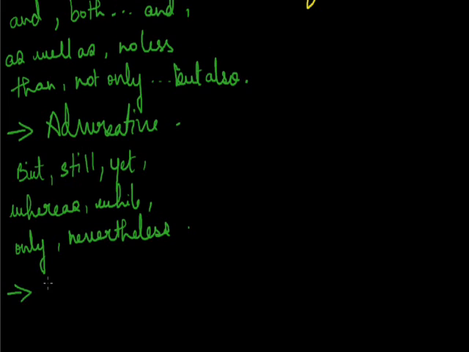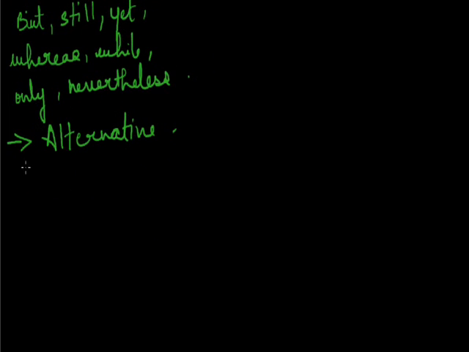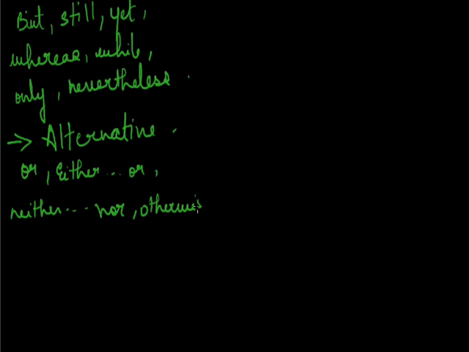Now, the third type of coordinating conjunction is alternative. Alternative conjunctions are the conjunctions that express a choice between two alternatives. In the previous one, that is adversative, it expresses opposition or contrast. But in the third, that is alternative, it expresses a choice between two alternatives. And the conjunctions which we use in alternative are: or, either or, neither nor, otherwise, else.